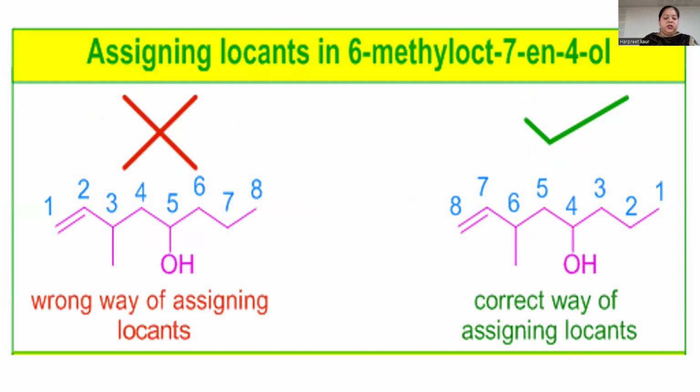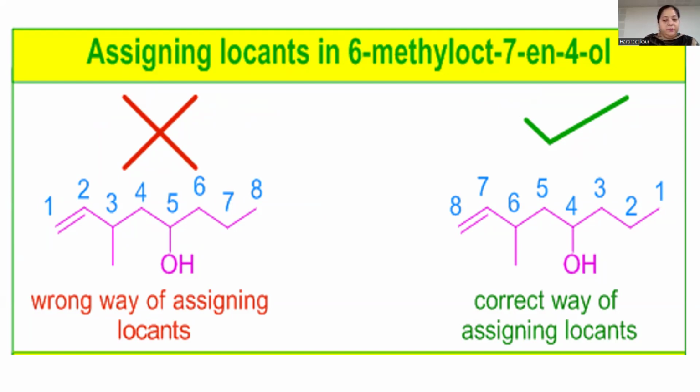Now coming to the functional groups numbering again. In this case, the double bond is on the terminal position and OH is in between the chain. If this chain is numbered from left to right, from 1 to 8, then OH is at position number 4 and double bond is at position number 1.